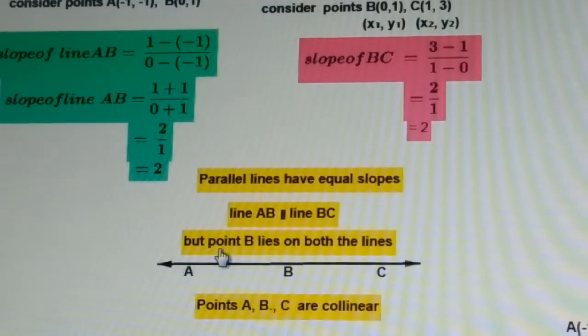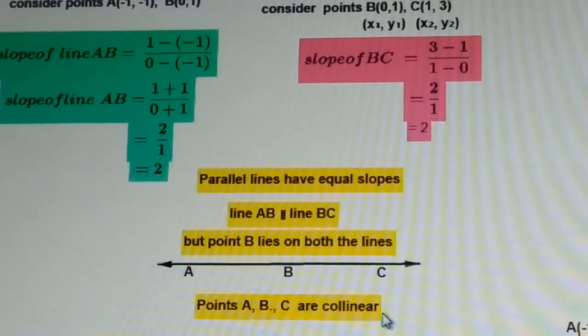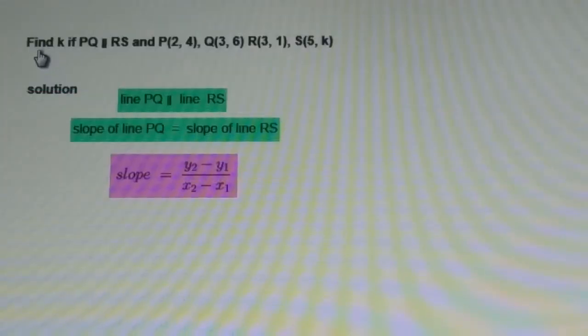But point B lies on both the lines. See here, line AB and line BC. Here is B, here is B, and therefore we say that point B lies on both the lines, and therefore the figure will be like this. And from this figure we can infer that points A, B, C are collinear. Let us see the next example.